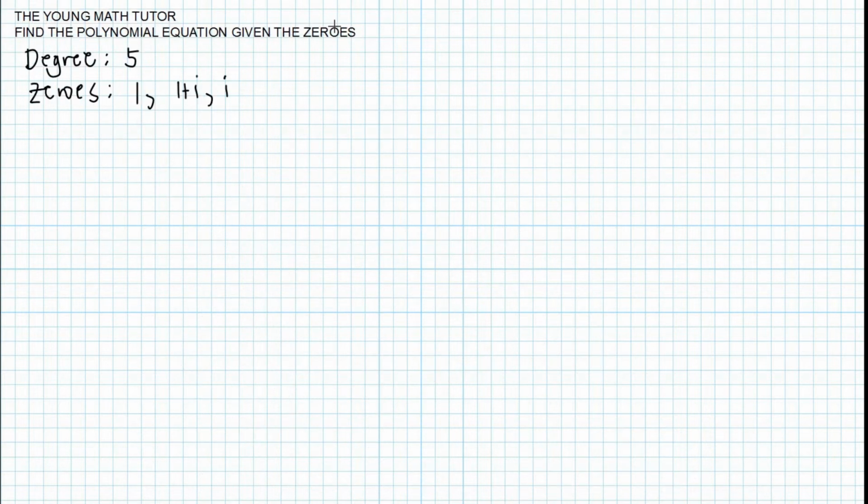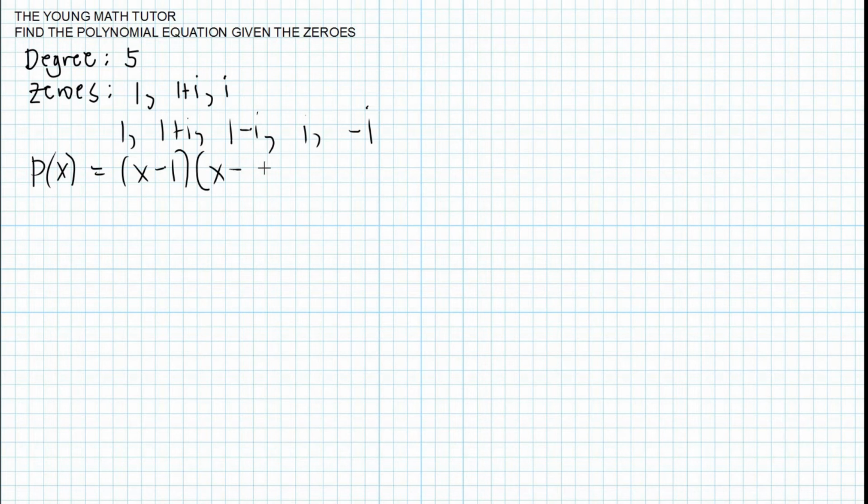Okay, so for our last example, we have a polynomial with a degree 5, and our zeros are 1, 1 plus i, and i. So we mentioned earlier that the conjugate root theorem says that the zeros always come in pairs if they are imaginary. So that's 1, 1 plus i, 1 minus i, i and negative i. So if we put that in factored form, that would be x minus 1 times x minus 1 plus i, x minus 1 minus i, x minus i, and x minus negative i.